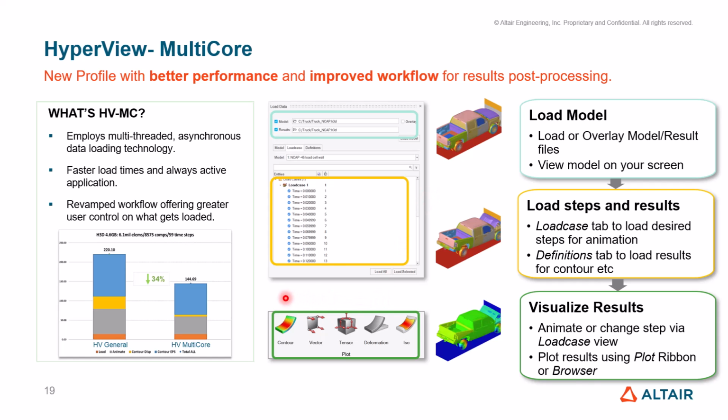As far as the tools of HyperView MultiCore, they're basically the same, you can do the same things. The main differences are in the workflow of these tools: the contour plot, vector plot, tensor plot, deformation plot and ISO plot. We'll also discuss these tools, and also HyperView MultiCore offers us some key features in query results that you don't have in HyperView General, and we will see them also in detail in later videos.